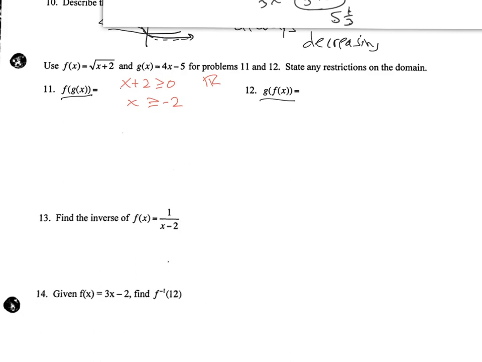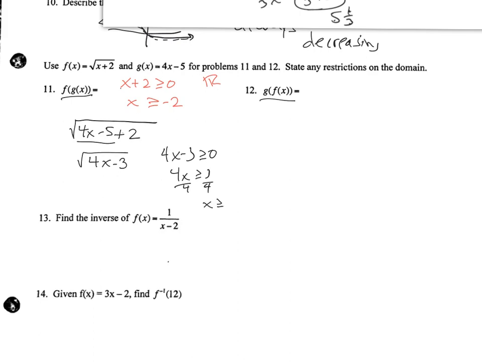So let's do the composition. This one says, start with f. So f says the square root of something plus 2. Well, inside there, like this blank right here, we're going to use g of x in that spot, 4x minus 5. We can combine like terms underneath the radical, so we get 4x minus 3. Well, we have something different under the radical, so we have to say that has to be greater than or equal to 0. Add the 3 and divide by 4, and now we get x is greater than or equal to 3/4.